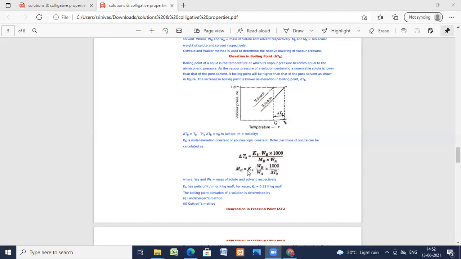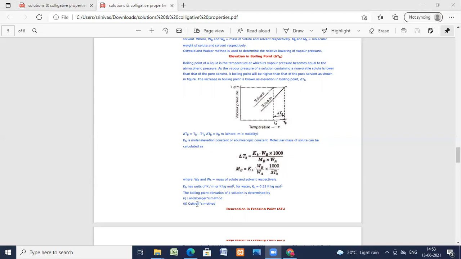Now, MB is the molecular weight of the solute. KB is the ebullioscopic constant. WB is the weight of the solute and WA is the weight of the solvent. Delta TB is the elevation of boiling point. Next, the elevation of the boiling temperature of the solution is determined by the Cottrell method or Landsberger's method. I'm going to give you a brief explanation of the experimental determination of elevation of boiling point by the Cottrell method.